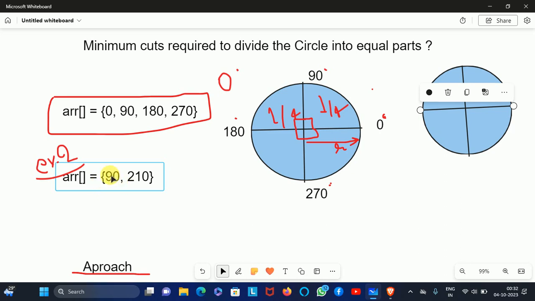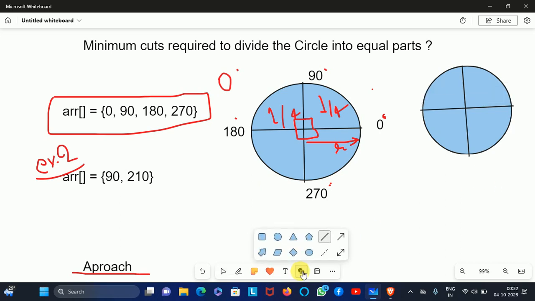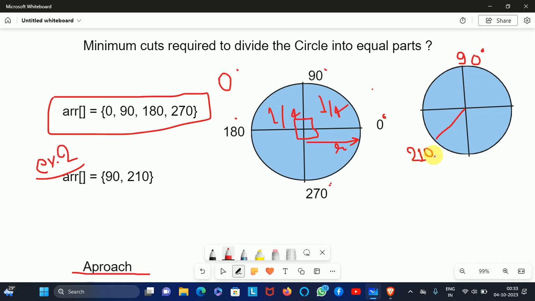These two different angles at which the circle is cut: the first is 90, so this is a 90 degree angle, and the second is 210. The 210 will be here, in between 180 and 270, somewhere there. So there are 2 cuts given, and we have to find how many more cuts are required to divide this circle into equal parts.